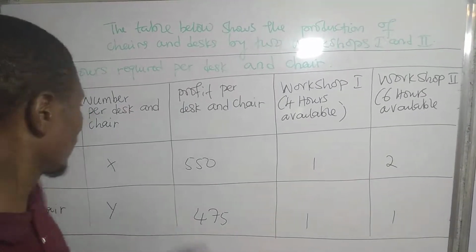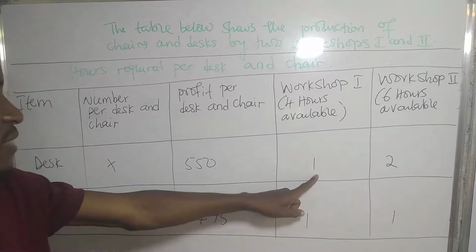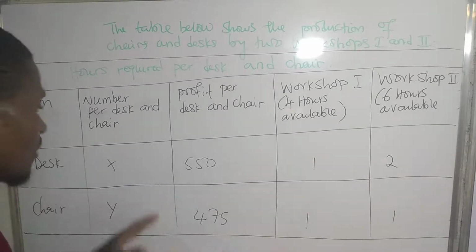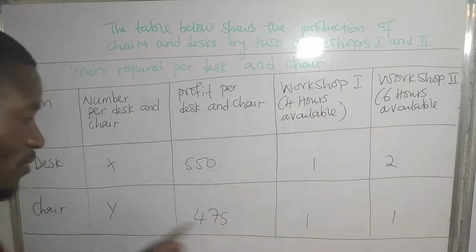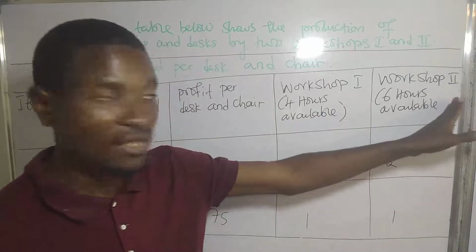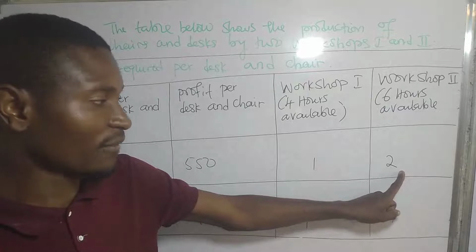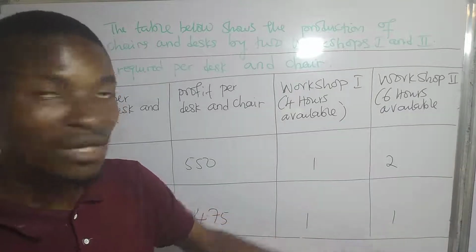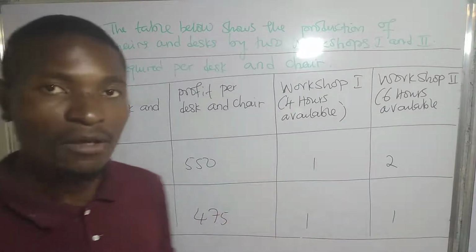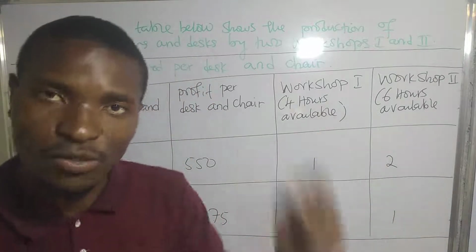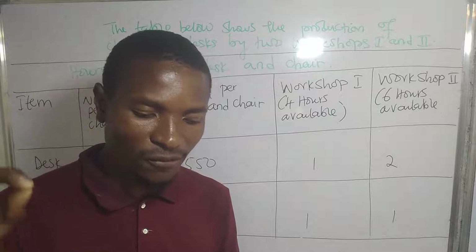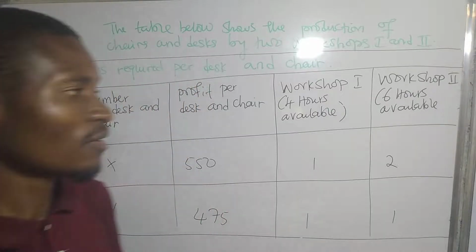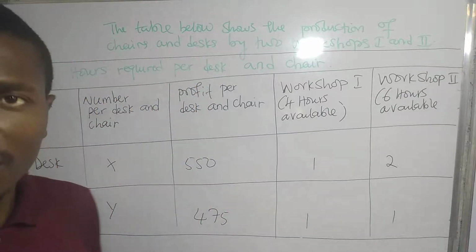You discover that for workshop 1, there are 4 hours, meaning that one desk was manufactured, and also within workshop 1, one chair was manufactured. In workshop 2, 2 desks were manufactured, and also one chair was manufactured. So the best way to answer the question is to formulate a mathematical model for the given information.